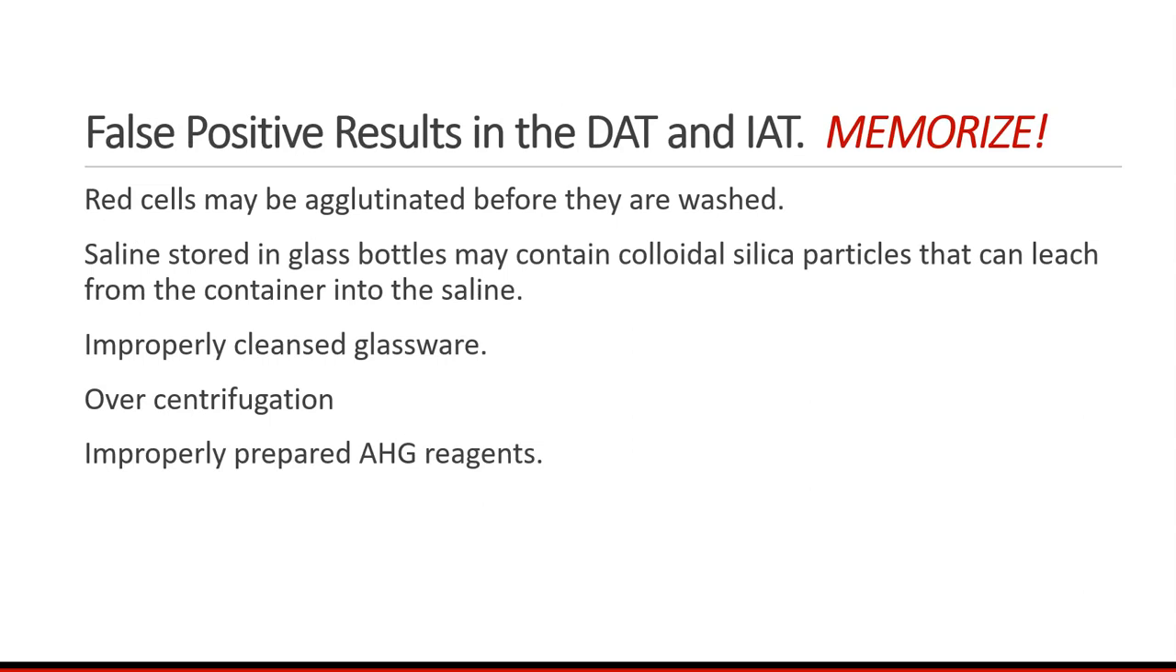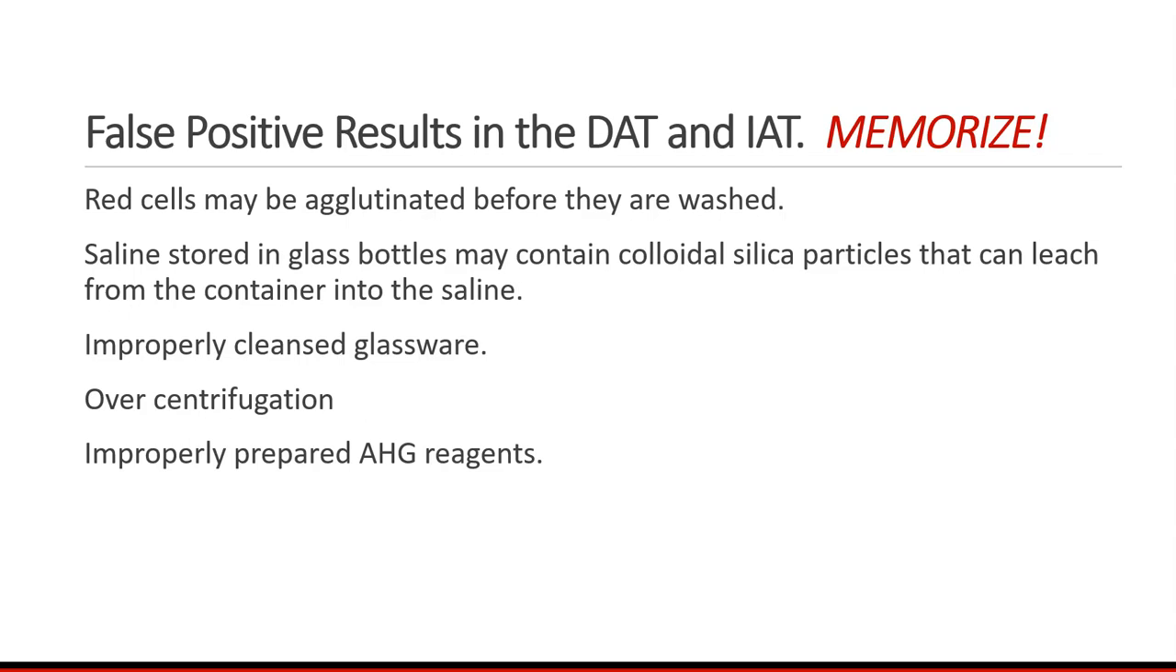Now let's discuss false positive results in the DAT and the IAT, which you must memorize. A false positive may be a result that the red cells may be agglutinated before they are washed. And yes, this has happened. But it's really odd because let's say that you're doing the IAT, and during incubation of the serum with the cells at 37, you spin it down and you have agglutination. Then you take it to the next step, which is the washing 3 times and adding AHG. Well, they were already agglutinated before you started washing, before the addition of AHG.